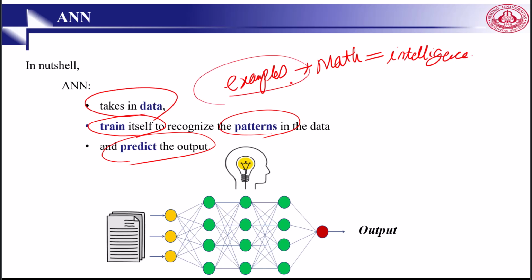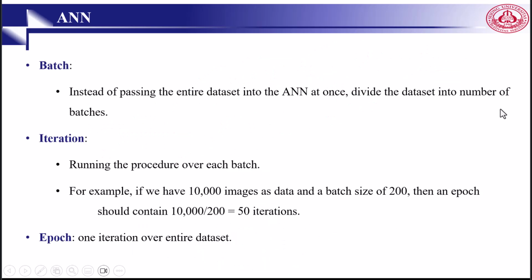So what are examples? Data set that we need. It's a kind of supervised learning. We need to have data and labels. So examples or data plus math is equal to intelligence. In order to build an artificial neural network, we need to know these keywords.